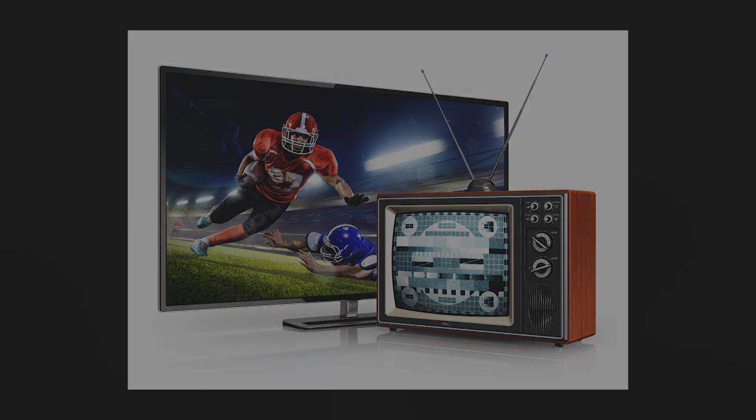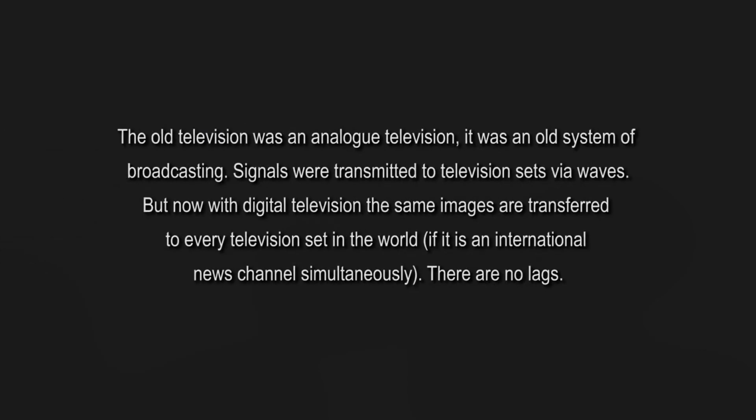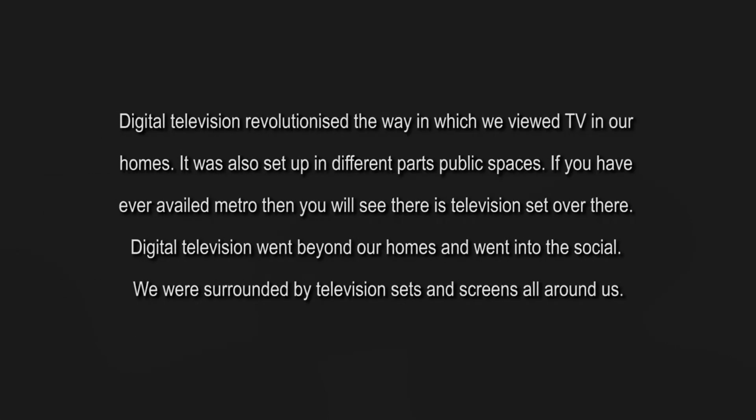The old television was an analog television, an old system of broadcasting, where signals were transmitted to television sets via waves. But now with digital television, the same images are transferred to every television set in the world, if it is an international news channel, simultaneously. There are no lags. Digital television revolutionized the way in which we view television in our homes.